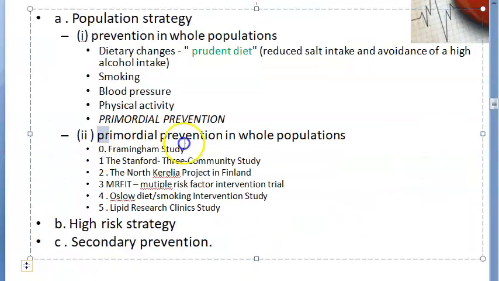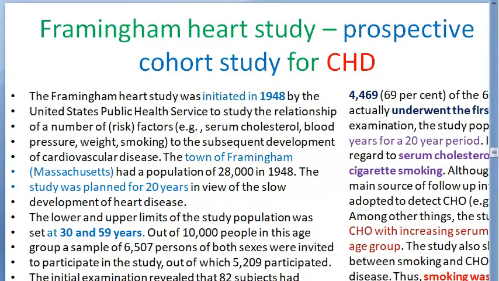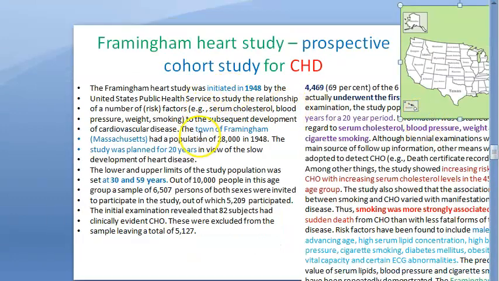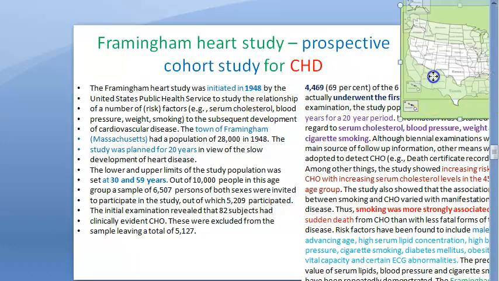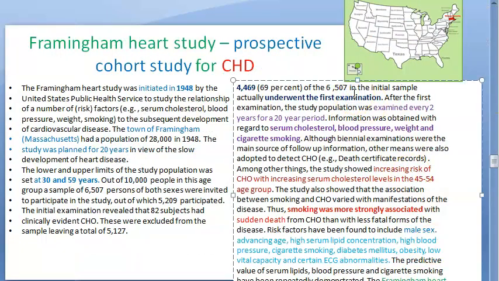Guys, so remember in primordial prevention, you'll have to write the names of all these studies. Framingham study, you'll have to explain much in detail. We will come to this, okay? In a separate video, you can look at Framingham study and write about it. Basically, what did they do here? In this place in US, that is Massachusetts, the town of Framingham, they took some 4,469 people in 1948 and they were followed for a 20-year period. Every 2 years they were having checkup, and they found how many people developed coronary heart disease, and they found that smoking was a strong cause of death in these people. So smoking was strongly associated.